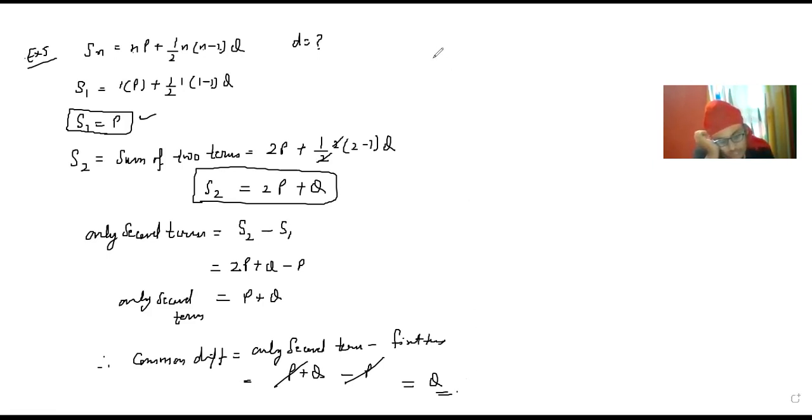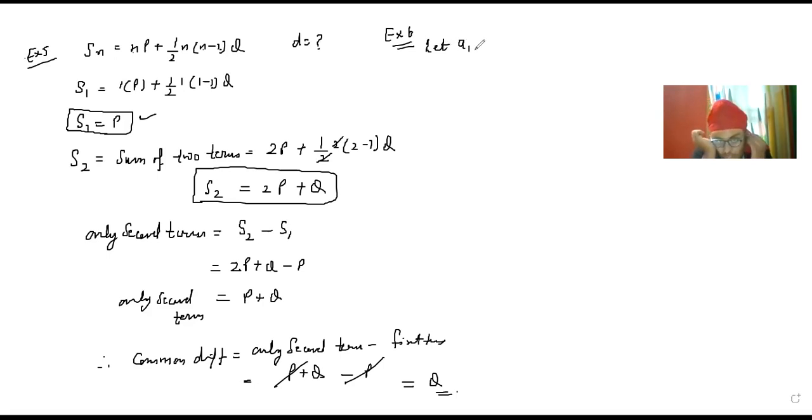Let us come to the next question, example 6. The sum of n terms of two arithmetic progressions are in the ratio given. Find the ratio of the 12th terms.